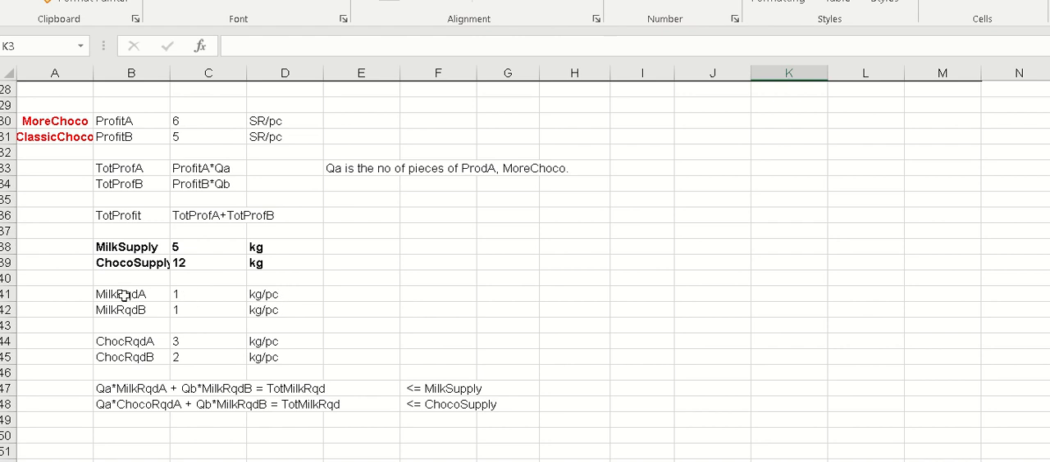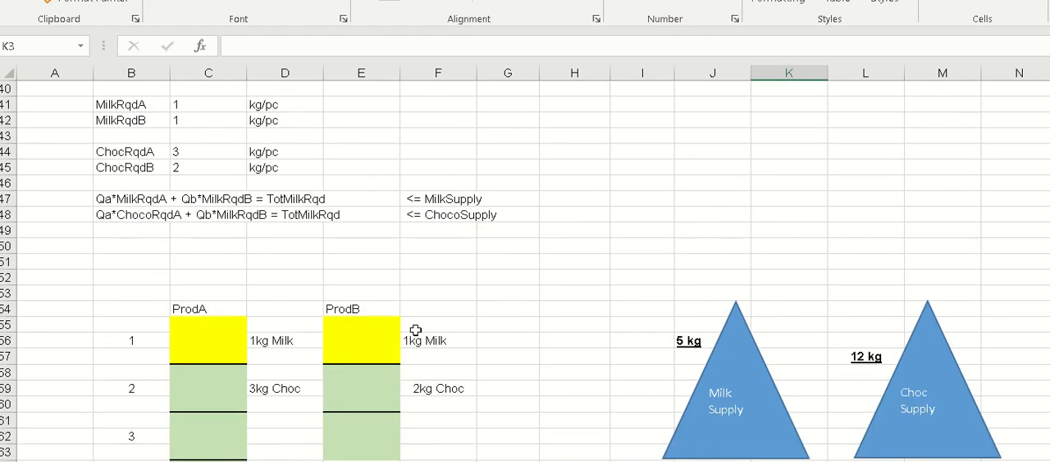1 kilogram per piece for A, for milk, 1 kilogram of milk for B, 3 kilograms per piece for chocolate, and 2 kilograms per piece for chocolate. This is product A and product B, which would require milk, and that's 1. And for chocolate required, product A and product B, 3 and 2. All right, 3 and 2, correct.